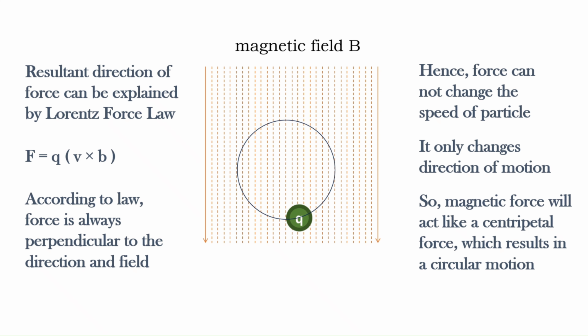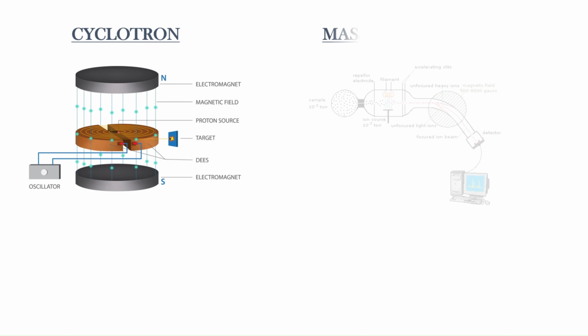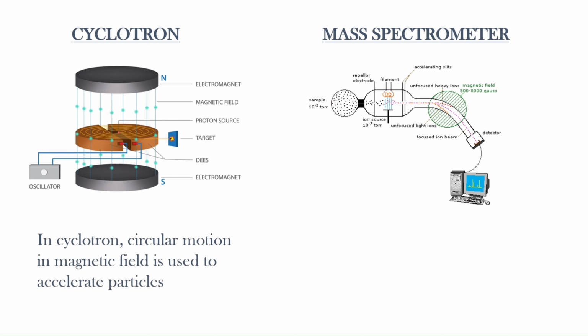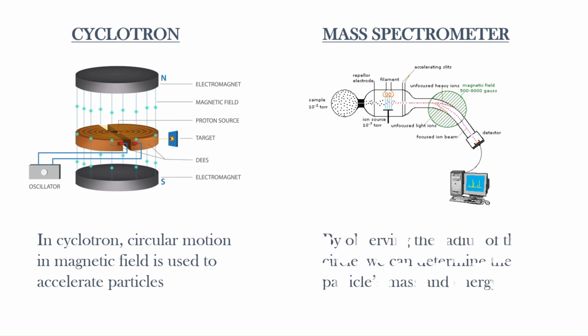You might be surprised that this isn't just textbook stuff. This is how cyclotrons and mass spectrometers work. They use this circular motion to accelerate particles or sort them by mass. The radius of the circle tells scientists about the particle's mass and energy.